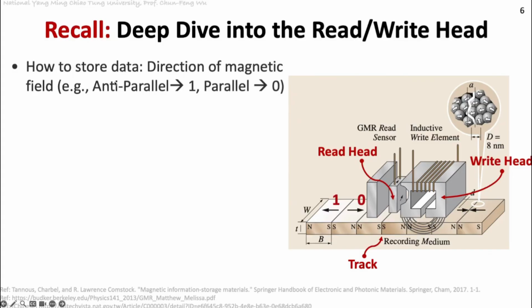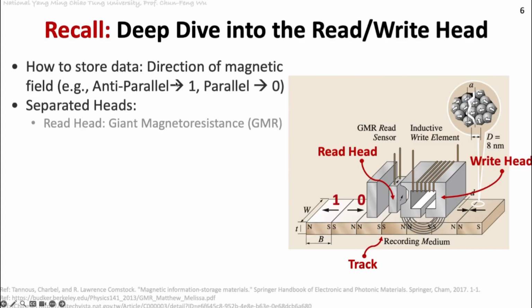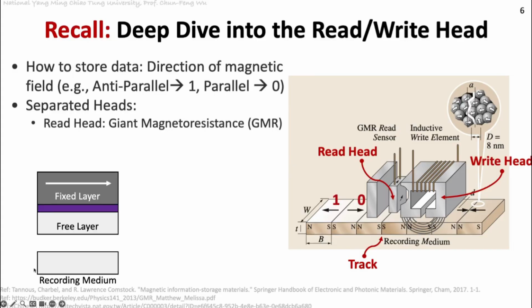It differs a lot. So how to store the data? First, how to access the data? The read head works like this. Imagine this is the recorded medium, and this is our read head. The read head comprises a free layer and a fixed layer. When we read the data, it depends on the directions between the fixed layer and the recording medium. The fixed layer is static, and the recording medium depends on what kind of data you store inside. Is it 1 or 0?